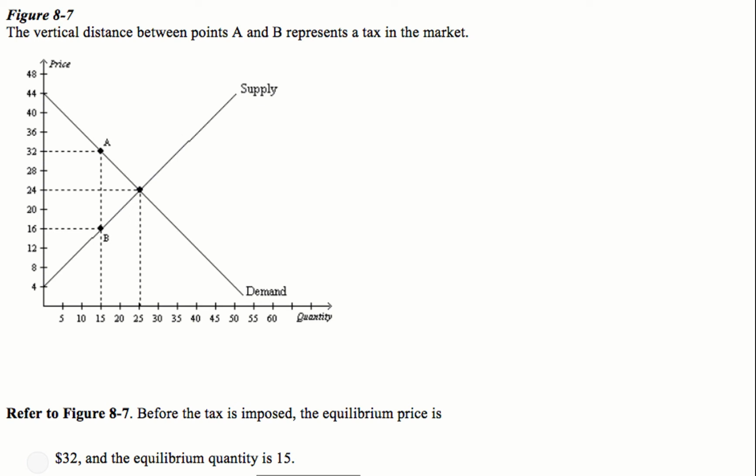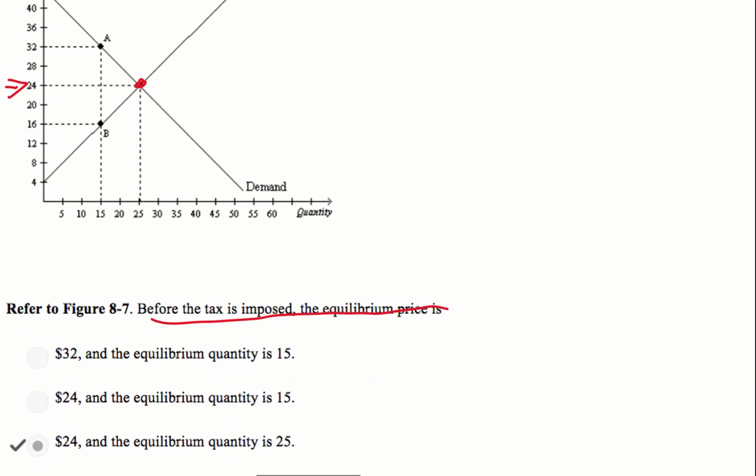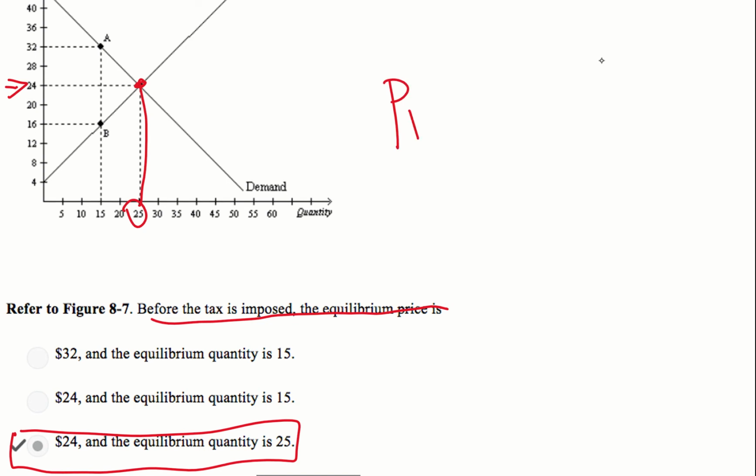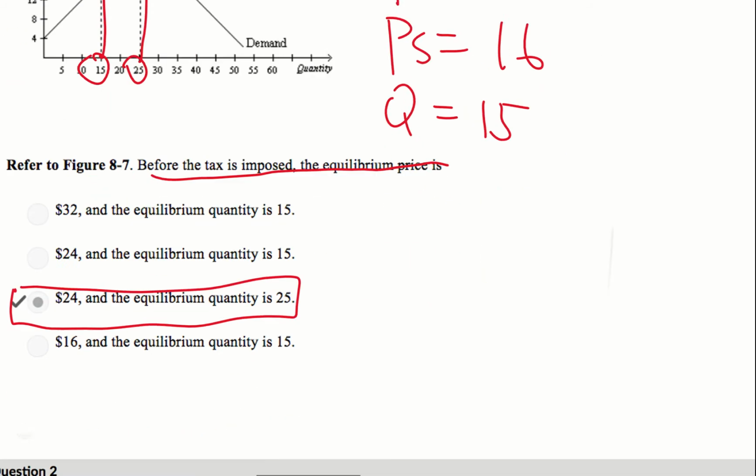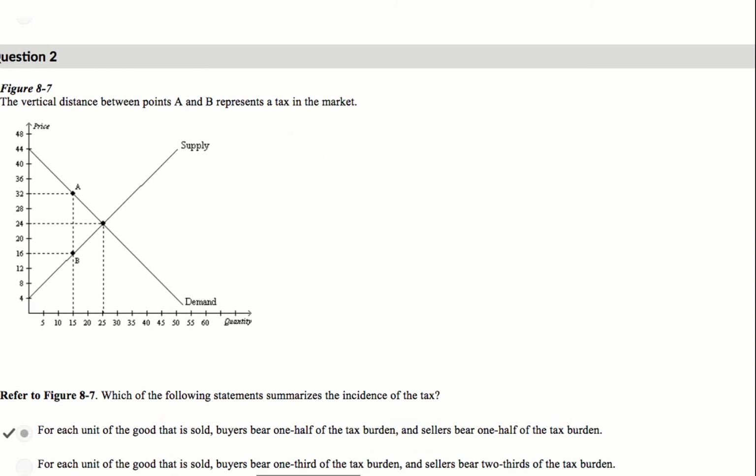So same question. Before the tax is imposed, what is the equilibrium price? Before tax is imposed, this is the price over here. So $24. That's our equilibrium price. And then quantity goes down to 25. That is before the tax is imposed. But once tax is imposed, you're going to have a buyer price of 32 and a seller price of 16, and then your quantity will be settled at 15 because the quantity will be over here. Okay, 15 units.